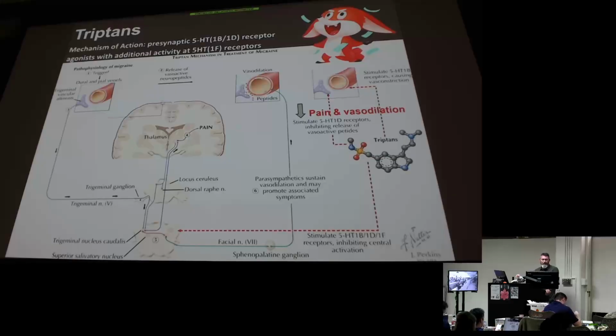5-HT1B/1D receptors agonist with also some activity at 5-HT1F, but the main thing you need to know is that they're serotonin receptors. The serotonin receptor specific 5-HT1B and 1D is what I need you to remember, and that's what the board is going to ask you about, so probably hint, right? So serotonin receptors are activated by the triptans.